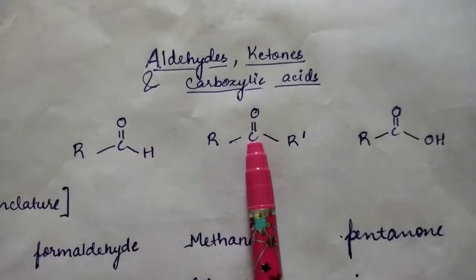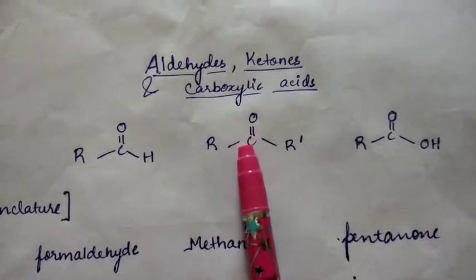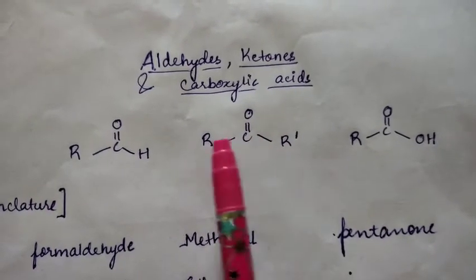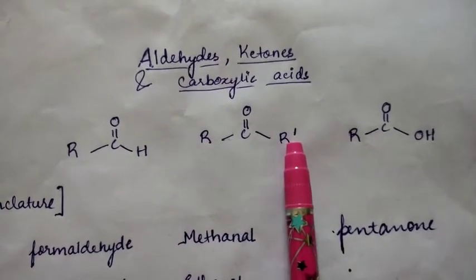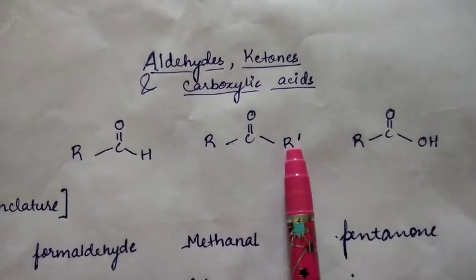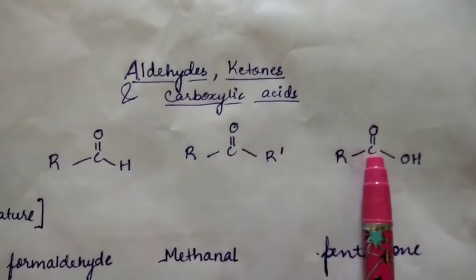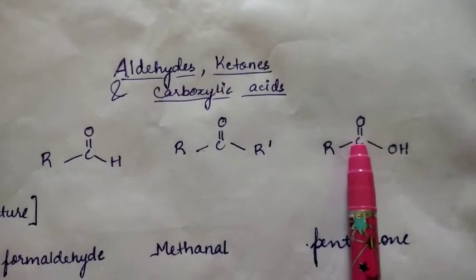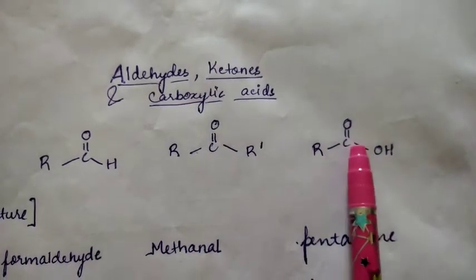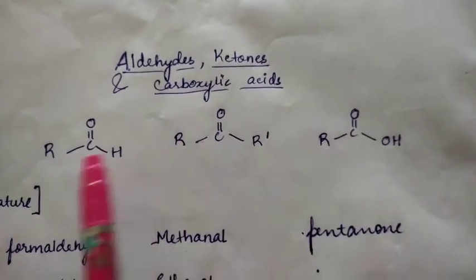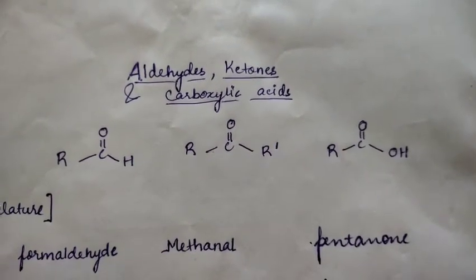Similarly, this is the ketone where the carbon is attached with oxygen with a double bond, and on both sides you will get the alkyl chains. So both alkyl chains may be the same or they may be different. That is why another alkyl group designation is used, that is R dash. The third one is the carboxylic acid, and the functional group is C double bond O H. So this is the functional group and this is the alkyl group. So these are the functional groups of aldehydes, ketones and carboxylic acids respectively.